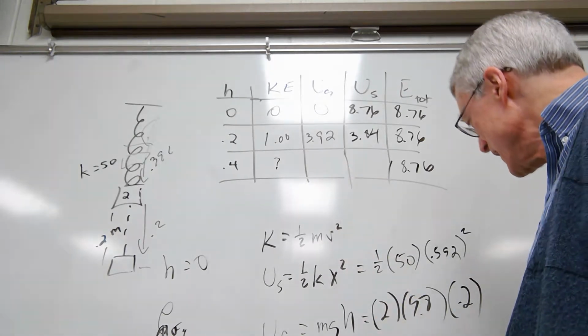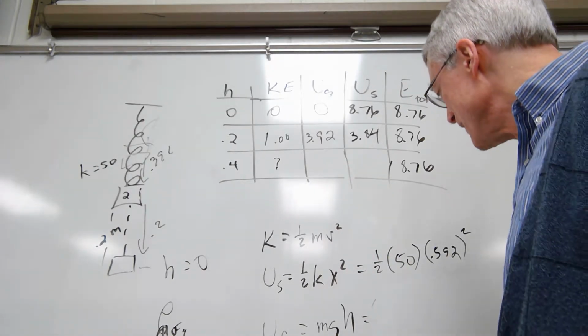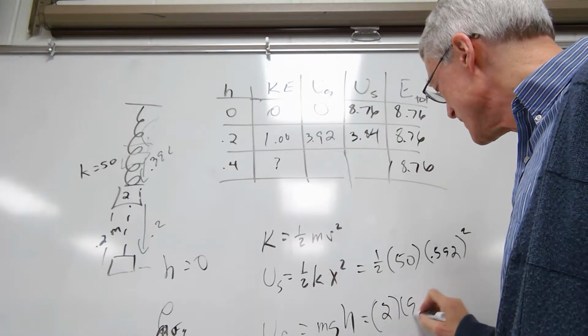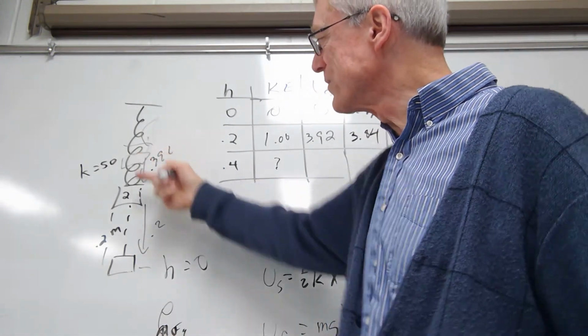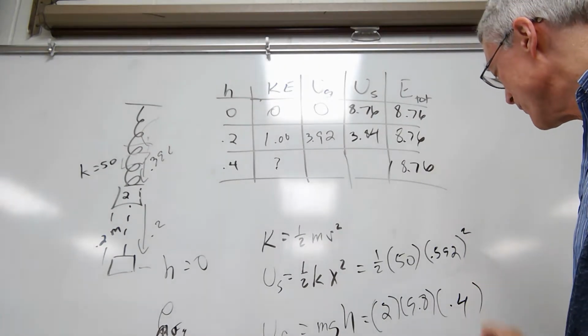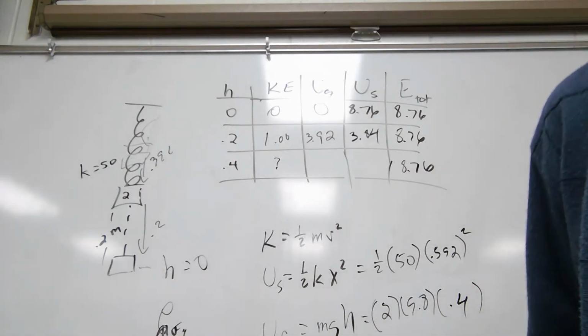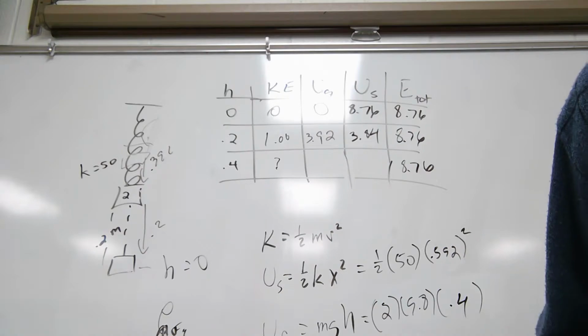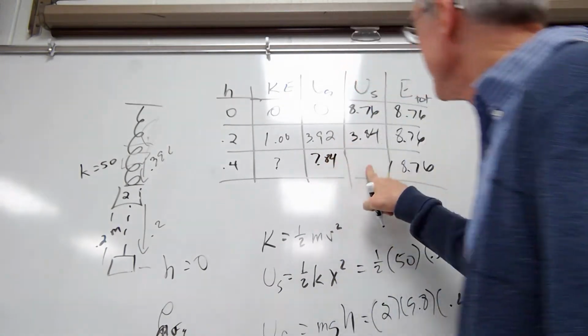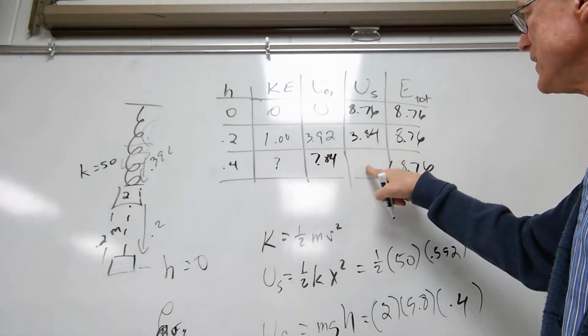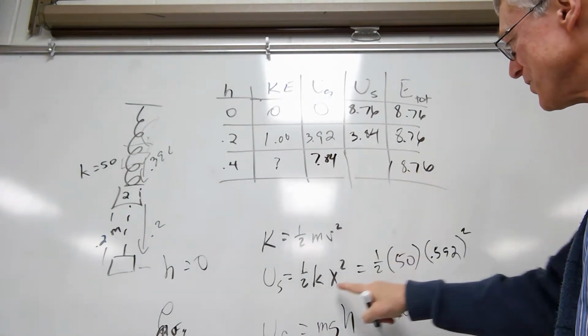Ug is mgh, and it is now mass of 2, g is 9.8, but now the h is 4/10 of a meter from the bottom, so 0.4. If you calculate that, you will get 7.84. And then you go over to here and calculate the U due to the spring.